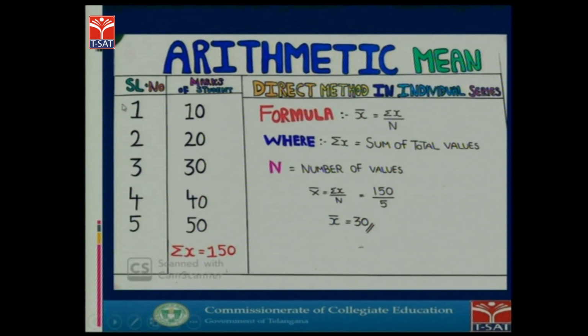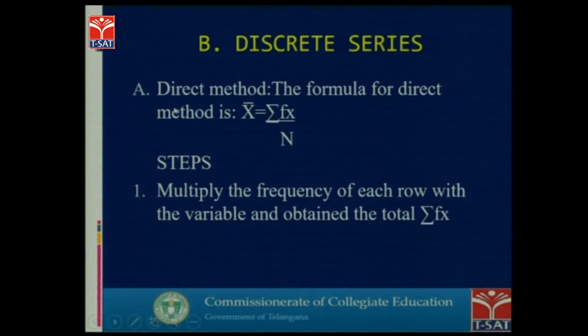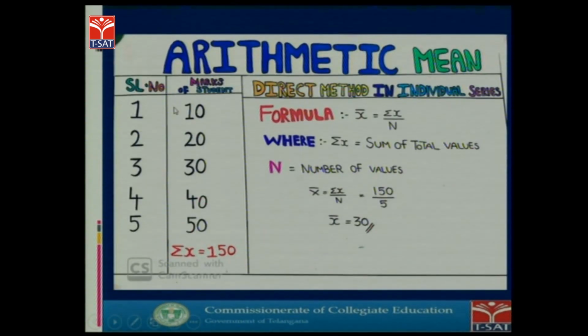Arithmetic mean. This is the table for the direct method in individual series. This is the serial numbers and this is the marks of students. The formula for individual series is x bar is equal to sigma x by n, where sigma x represents the sum of total of all values, and n represents the number of values.